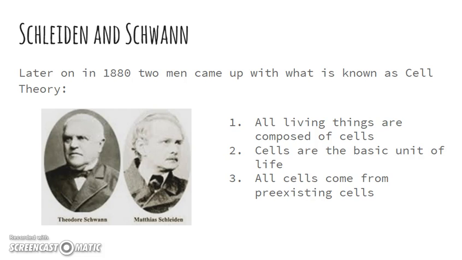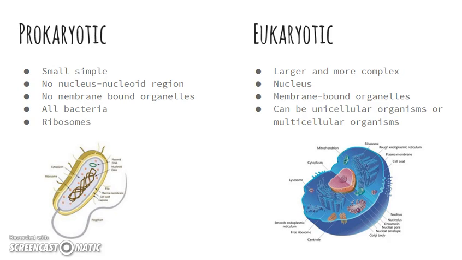Now, if we think back to our characteristics of life, this makes sense because we said that cells were the first unit of life in the hierarchy of life. And so all living things have to be composed of cells. And that is our basic unit of life. And now we know that all cells must come from pre-existing cells.